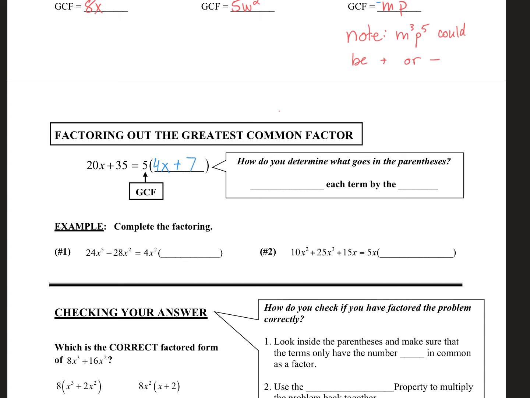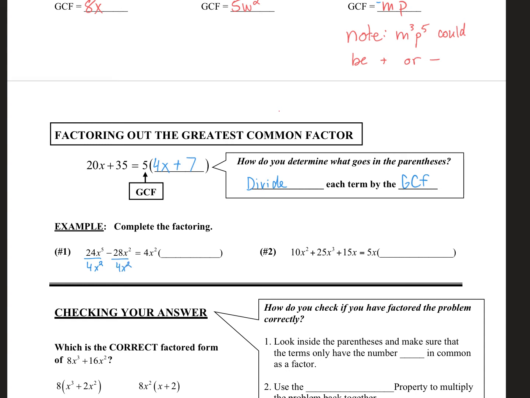So how do you determine what goes inside the parentheses? Okay, divide each term by the GCF, by the greatest common factor. All right, so complete the factoring. So in each of these examples, we're given the greatest common factor, and we just have to include what's inside those parentheses. Okay, so we're going to divide each term by the greatest common factor. So this divided by 4x squared, and that divided by 4x squared.